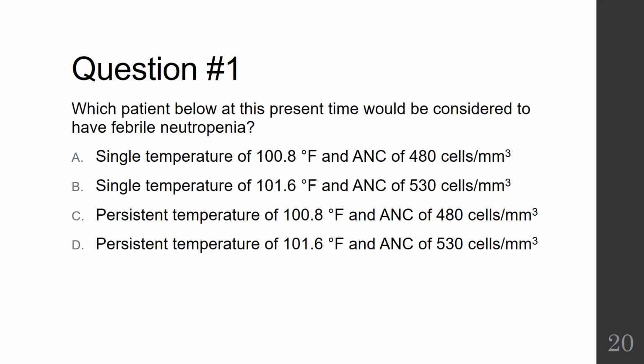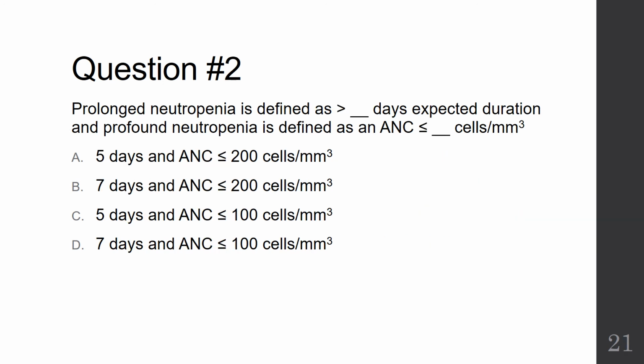Lastly, we will move into some self-assessment questions. Question 1, which patient below at this present time would be considered to have febrile neutropenia? The correct answer choice here would be answer choice C, persistent temperature of 100.8 and an ANC of 480. Question number 2, prolonged neutropenia is defined as, and profound neutropenia is defined as. This is going to be answer choice D, which is 7 days and an ANC less than or equal to 100.